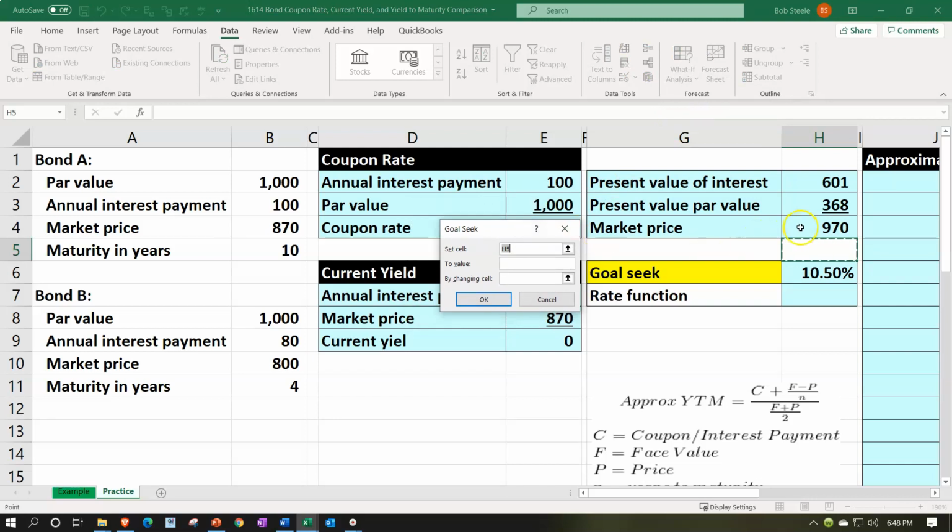So we're going to set this cell. We want to make that cell B. Got to make that cell B. We're going to hard code the number 870 by changing this interest rate. Change that interest rate, Excel, please.